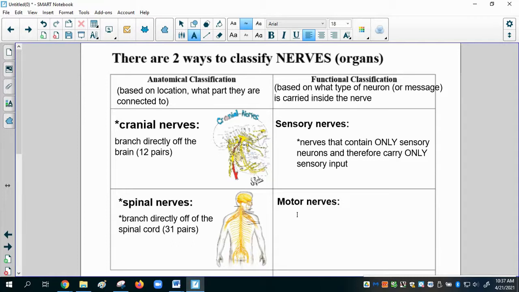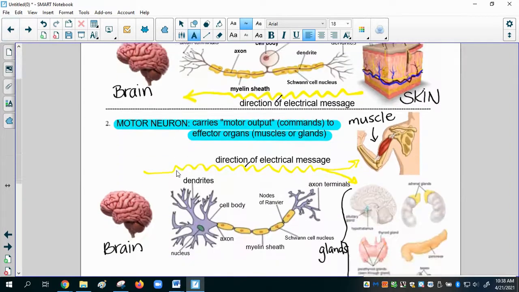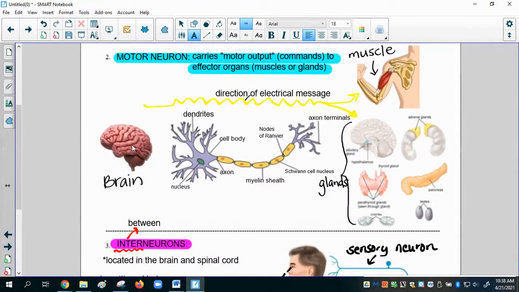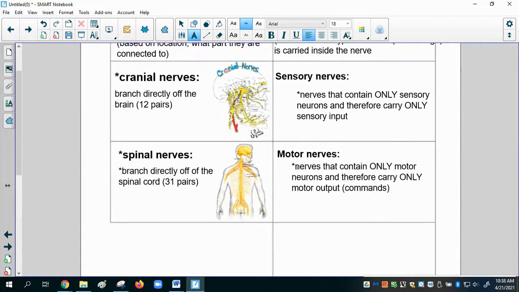Guess what motor nerves have inside of them? Motor nerves are nerves that contain only motor neurons and they therefore carry only motor output. Let's look again at our motor neuron. That's the one that sends messages from the brain to the body parts, either muscles or glands. So that's the only kind of neuron that we find in there. And so therefore, a motor nerve only gives command messages. It only carries command messages.